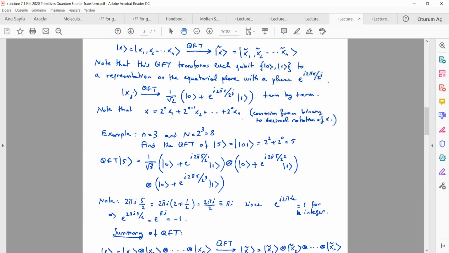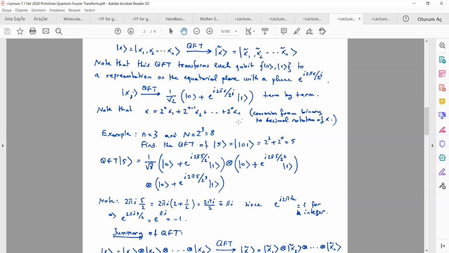This is 2 to the n minus 1 times x sub 1, plus 2 to the n minus 2 times x sub 2, plus and so on, plus the final last term, 2 to the 0 times x sub n, right? This is how you convert from binary to decimal, if you have a bit string of n digits, n bits, like this.